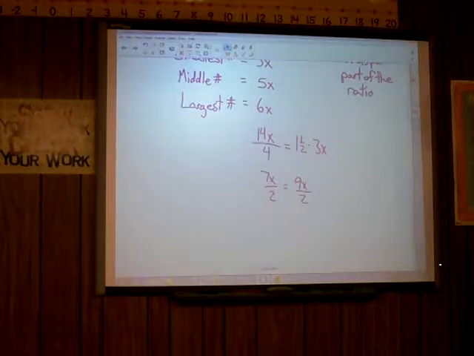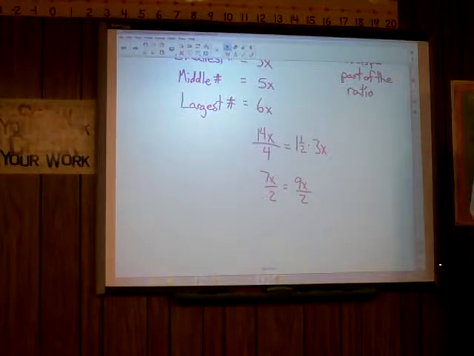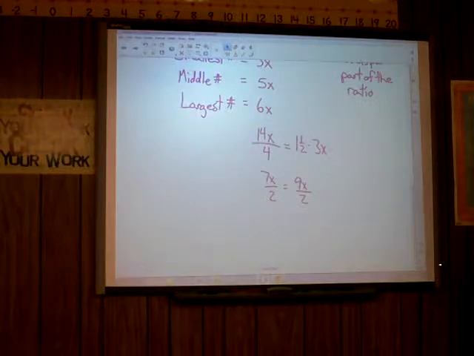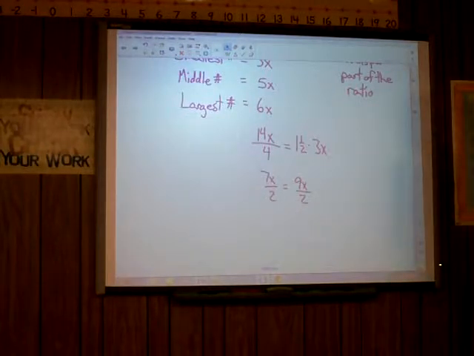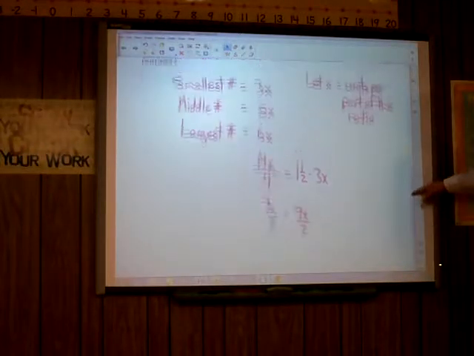Hang on, that's not, that's 4.5. 3 times 1.5 is 4.5. Yes. Which is the same as 9 halves. The problem is, we're going to get x equals 0, which we don't want, because then all 3 numbers would be 0, 0, and 0. Hang on, what am I missing here?